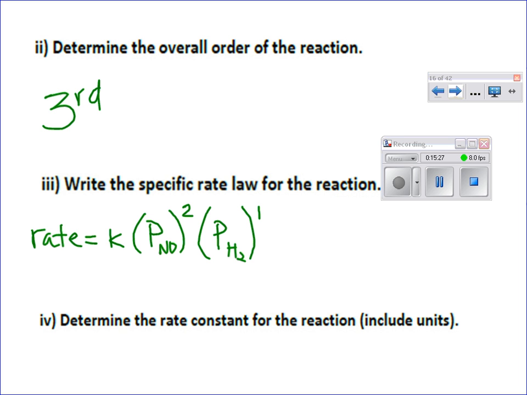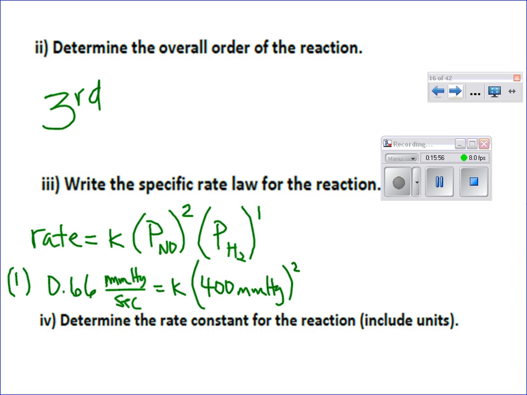So now if we're going to determine the rate constant, let's just look at the actual experiment 1. So rate, pick experiment 1. What's rate for experiment 1? 0.66, and it's millimeters of mercury per second, the unit on that, is equal to K times 400 squared. And what's H2's partial pressure? 150 to the first. All right, so give me the numerical value for K. Just give me 2 sig figs.